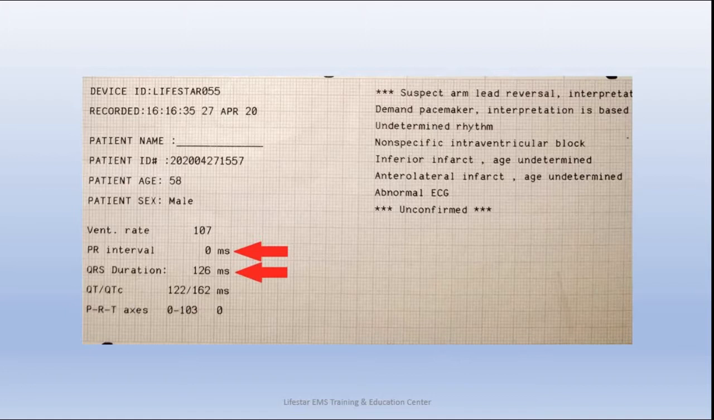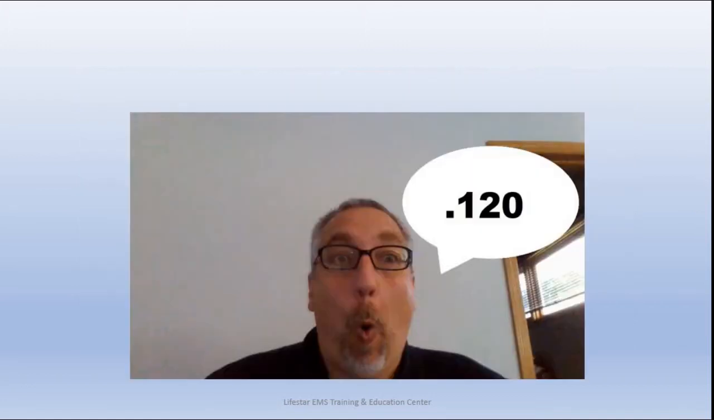The next thing I look at is the QRS. I'm looking for a wide versus narrow QRS determination. Do you remember what the cutoff is for QRS and whether it's wide or not? That's right, it's 120. So that one was 126.